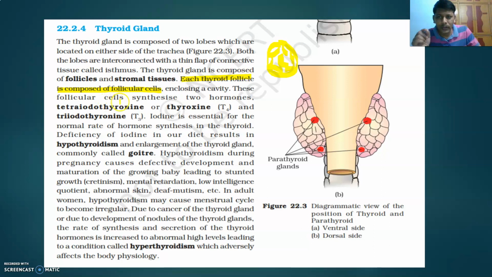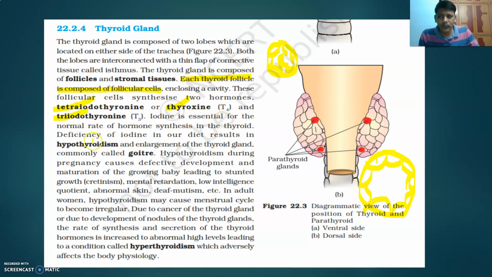These follicular cells, which are cuboidal cells, synthesize two hormones. What are they? T4 and T3, very important hormones. Tetraiodothyronine, T4, and triiodothyronine, T3.